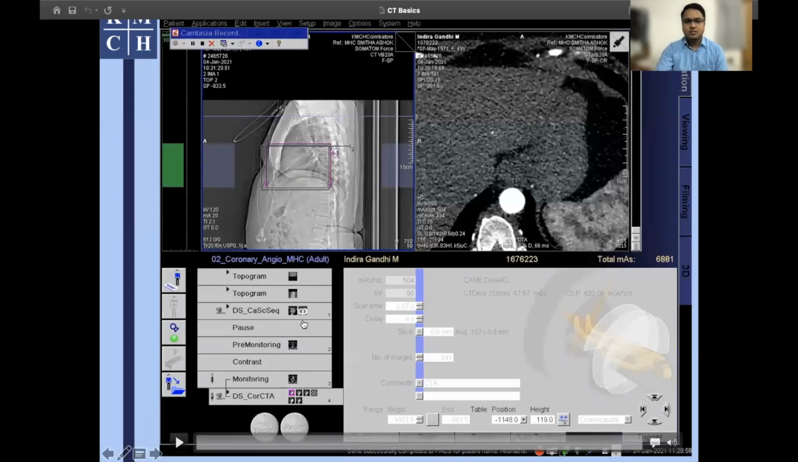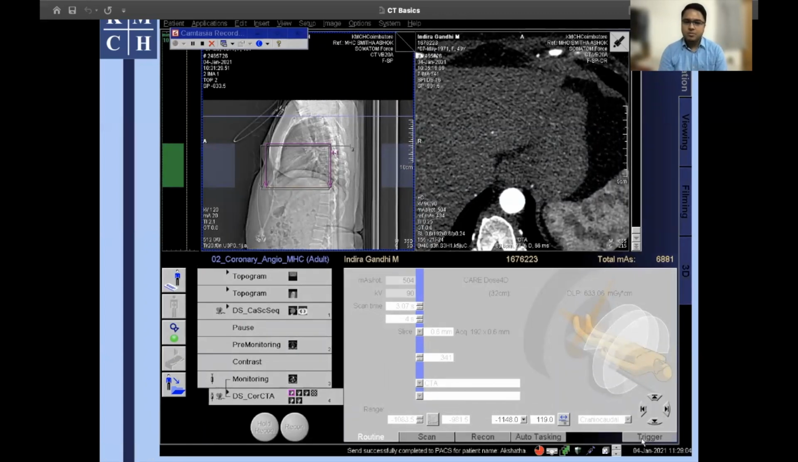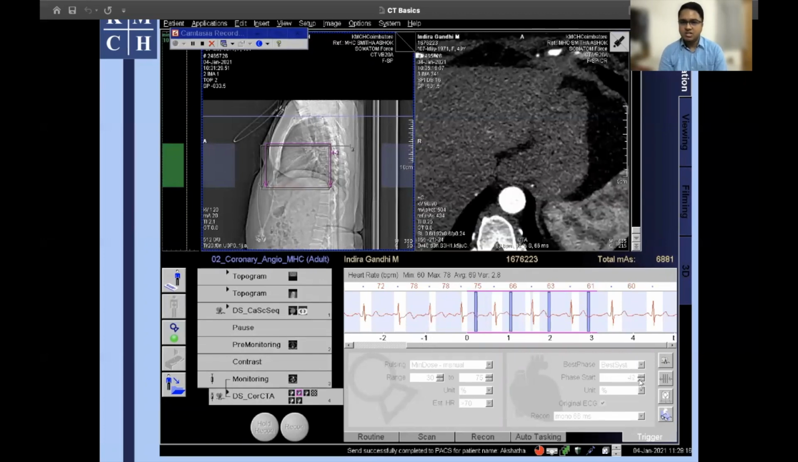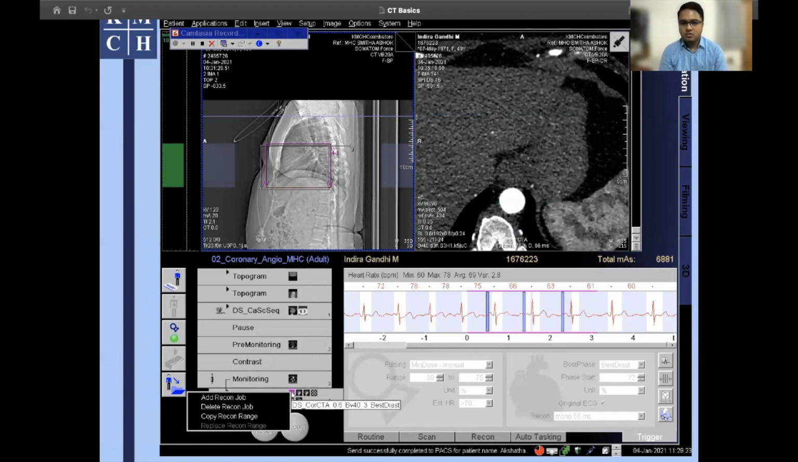So this is a small recording of the phase reconstructions that we do. In this particular patient, the scan is already over, and you can see that the scan has been acquired over 3 RR intervals. And the system has already determined which is the best diastolic and the best systolic phase and given the images. So if we are not happy with these images, or the images are not good, then you can do extra reconstructions.